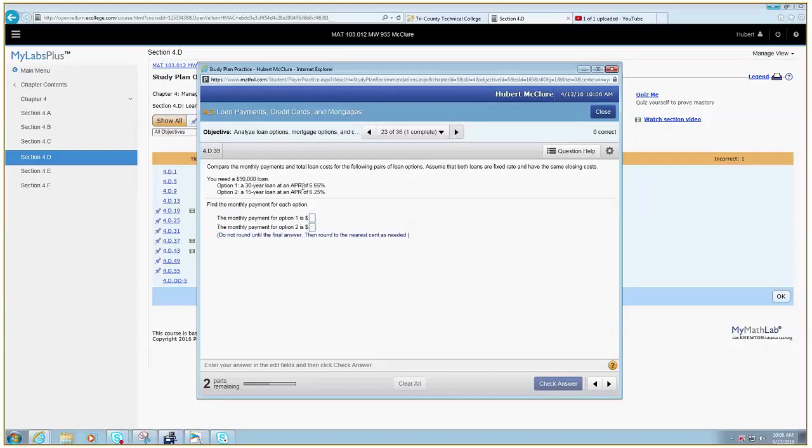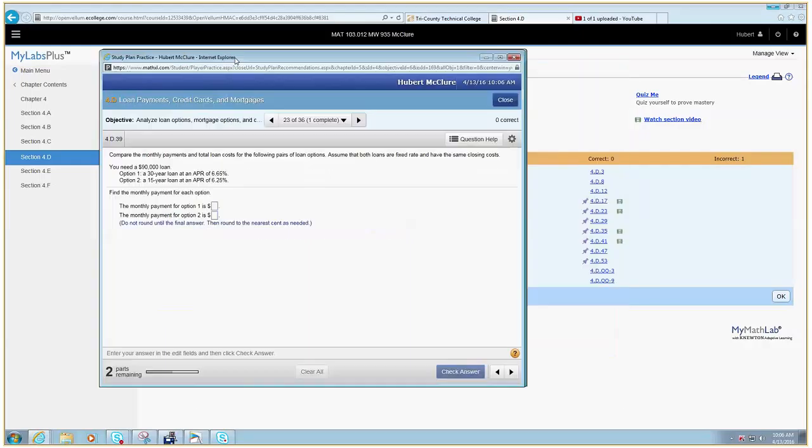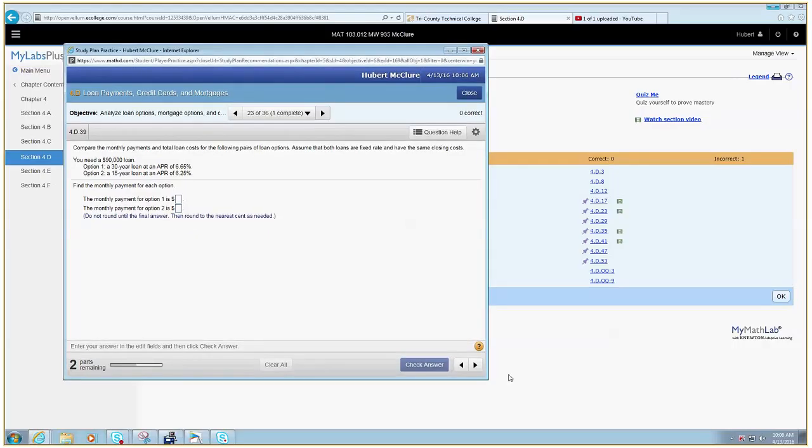This is the one I want to test you on right here. This one says, compare the monthly payments on a $90,000 loan.